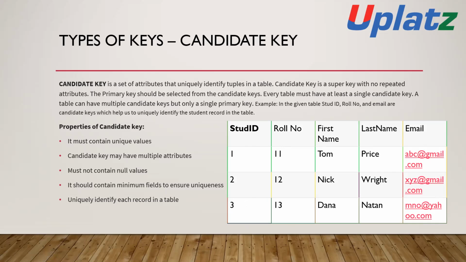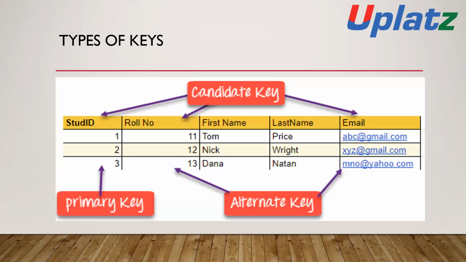It must contain unique values. Candidate keys may have multiple attributes, just the way we have in our example. We have 3 attributes: student ID, roll number, and email as a single candidate key. It must not contain null values, whenever we are talking about any keys, unless it is a unique key, wherein only one null value constraint is allowed. It should contain minimum fields to ensure uniqueness. Uniquely identifies each record in the table. That's the main purpose of the keys.